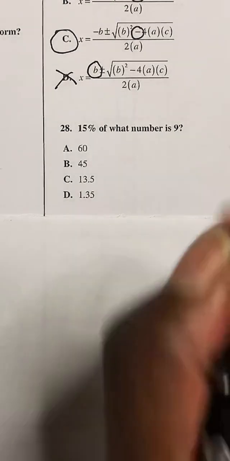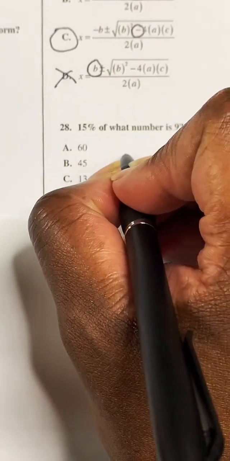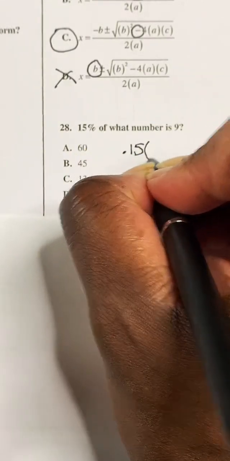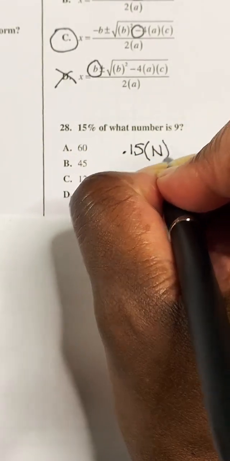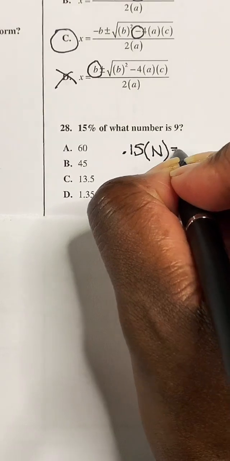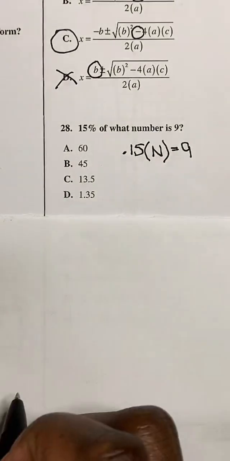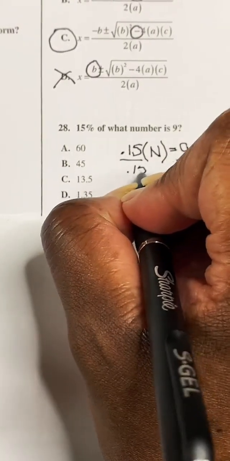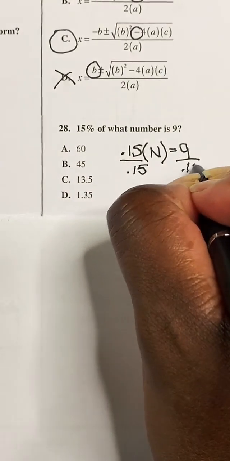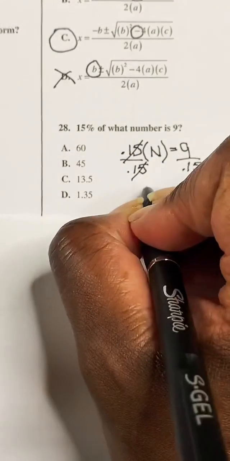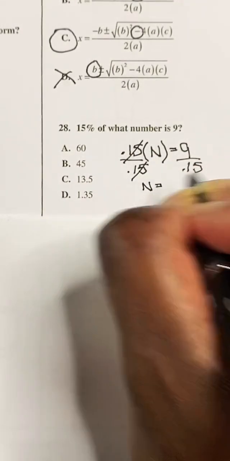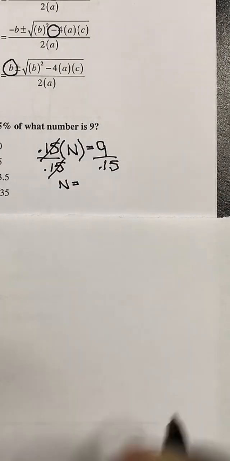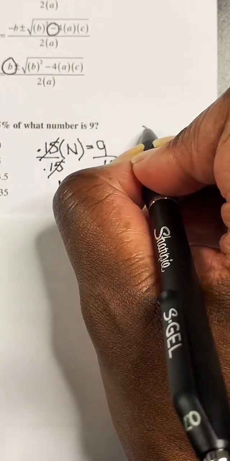All right. So look, 15%. You can use it as a decimal if you want to. Of, meaning multiplication, what number, since we don't know that number, I'm going to put it as an N, is 9. So I can practice with my 0.15. A lot of people are like, Audrey, just use a calculator. But here's the thing. When you take your GED, your ASVAB, your ACCUPLACER, you can't use a calculator. Not at all. So this is why I do a lot of stuff by hand.